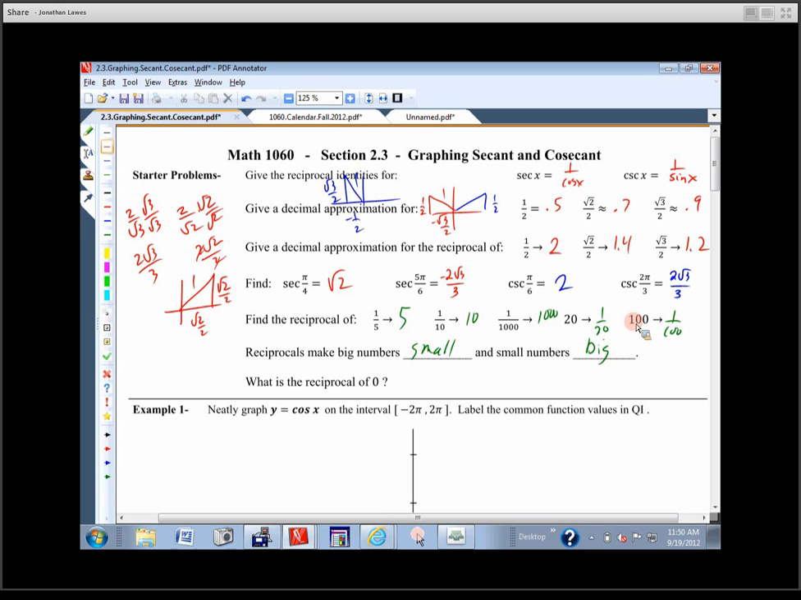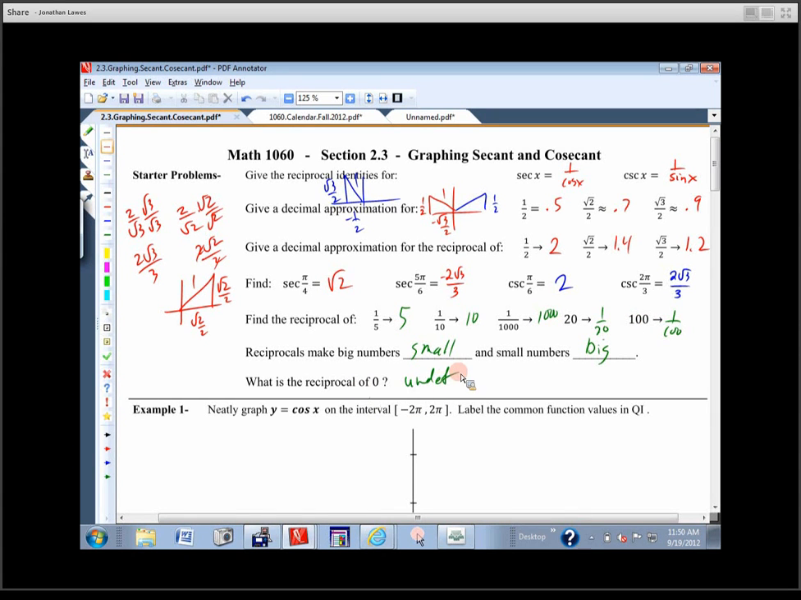So what happens if you flip 0 over? Okay, it becomes undefined. Or, well, what if we took a really, really small number, like a decimal with 4,000 zeros and then a 1, and we flipped it over? It makes it really, really big. So the reciprocal of 0 is undefined.